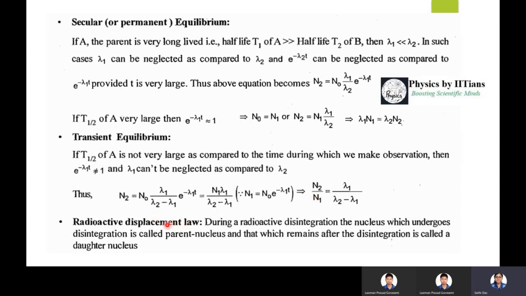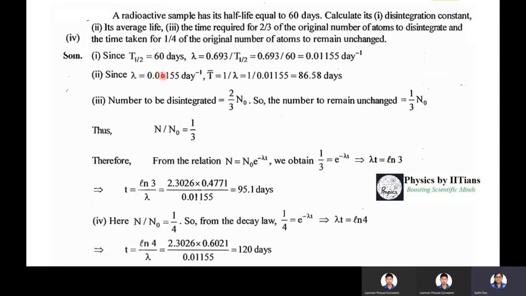Okay. And what is the radioactive displacement law? We know that during a radioactive disintegration, the nucleus which undergoes the disintegration is called the parent nucleus, and what remains after the disintegration is the daughter nucleus. So let us solve some problems from what we have learned in the theory part.